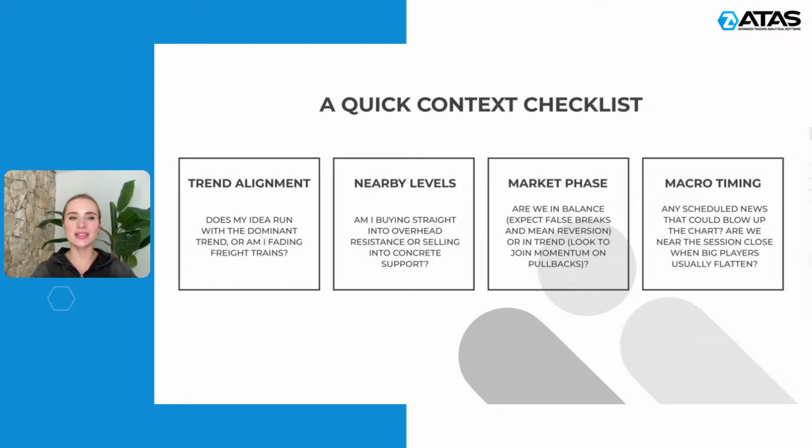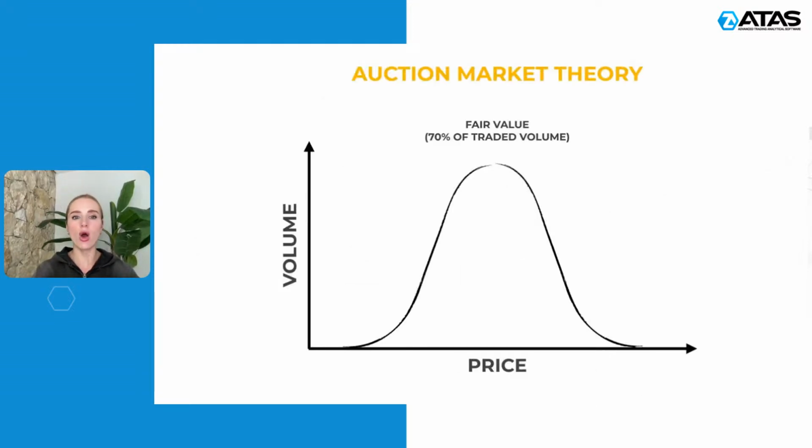So context is the king. For us as traders, it's totally king. So with that principle locked in, let's move to the framework that lets you read the context structurally. It's called the auction market theory.